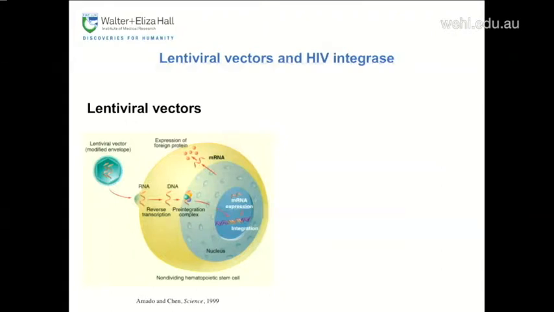So what happens with this is that once the vector is introduced into the cell by the viral construct, the proviral genome, which is made of RNA, is transferred to DNA by reverse transcription, and then it's formed into a pre-integration complex, which is taken into the nucleus, integrated into the genome, and then you can get protein expression of the gene that you've decided to introduce in the viral packaging.